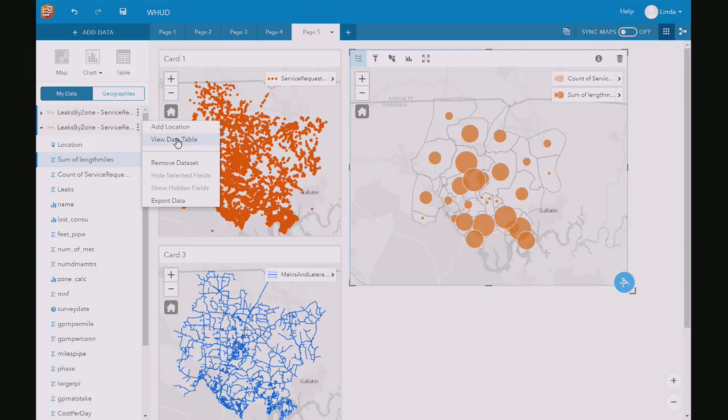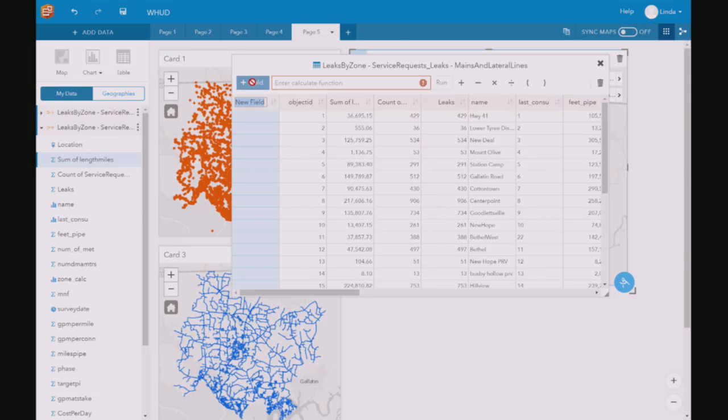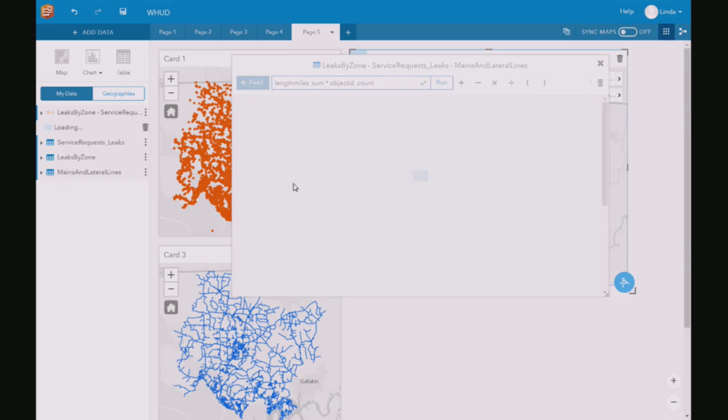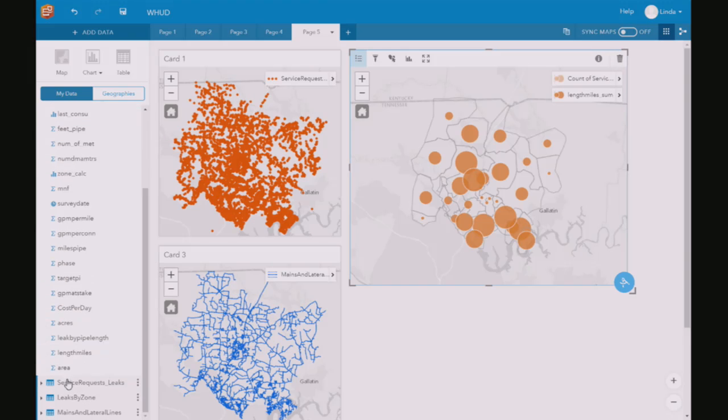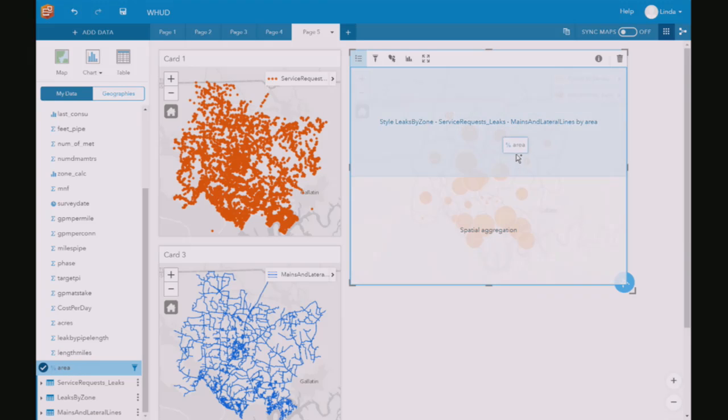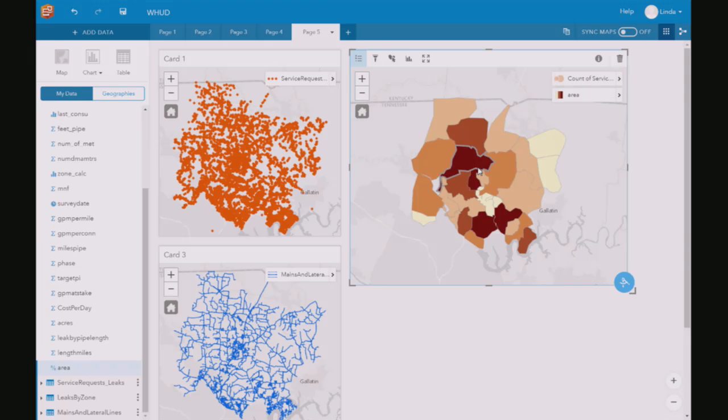So if I go into my data table, I'm just going to call that area, and I can do the length of miles times the count of the number of complaints. I will get my new field, change that to a rate, and now I can visualize that as a choropleth.